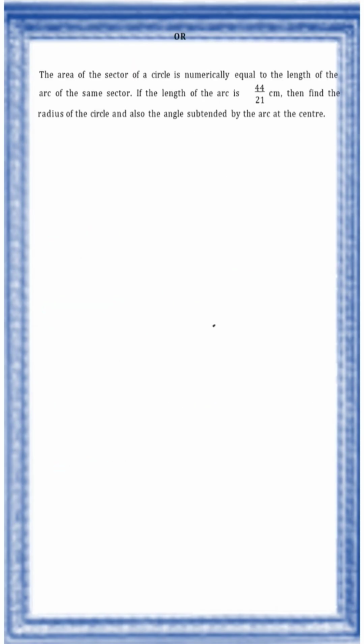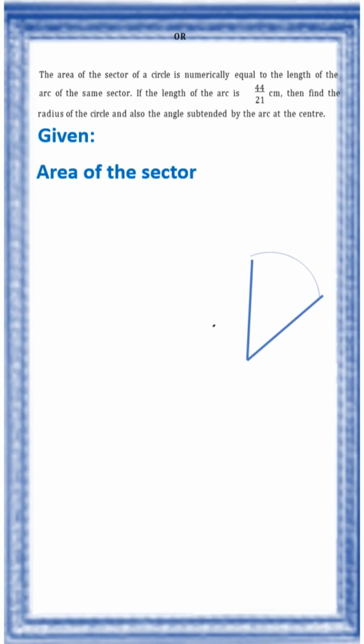Now the next question: the area of the sector of a circle is numerically equal to the length of the arc of the same sector. If the length of the arc is 44 by 21 centimeter, then find the radius of the circle and also the angle subtended by the arc at the center. What has been given? Area of the sector, this is the sector. Its area is equal to the length of the arc. This one is the length of the arc, which is equal to 44 by 21 centimeter.